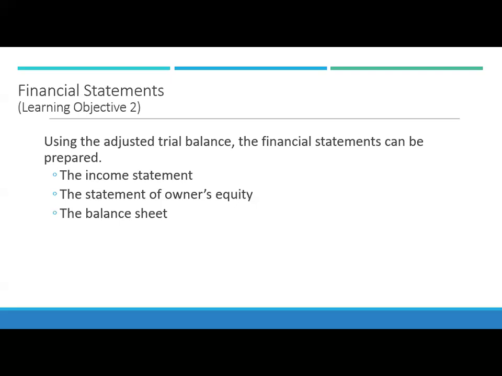Using the adjusted trial balance, we can prepare the income statement, the statement of owner's equity, and the balance sheet. And then the statement of cash flows, we can prepare by taking a look at the transactions that are in the cash account and applying them to the different cash flow activities: operating, investing, and financing activities.